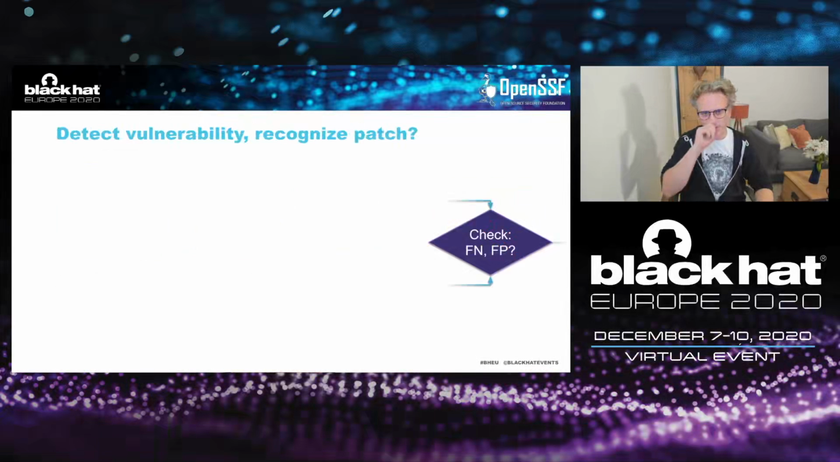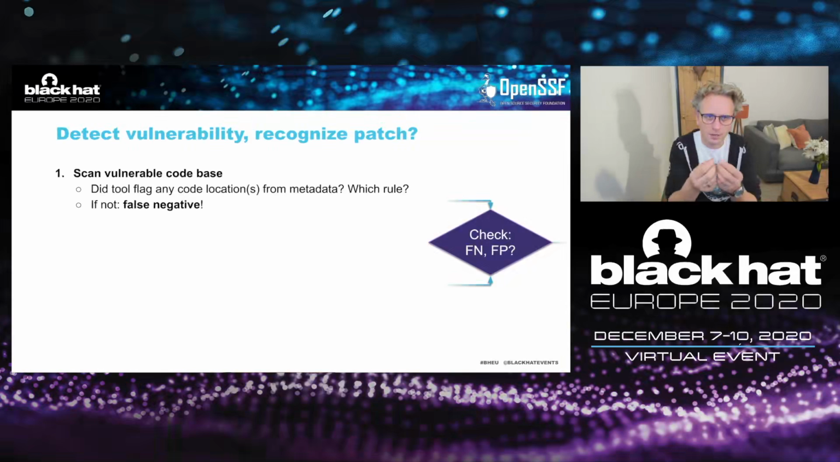But I just glossed over, how do we actually know that a tool detected a CVE, and how do we know it recognized a patch? Well, first of all, we scan the vulnerable code base, as I just explained. And then we look at the metadata for the CVE in the benchmark dataset, because we've specified for each CVE which code locations we care about. Where do we expect a tool to flag up an alert? If a tool does not flag up an alert in any of these locations, we call that a false negative. This tool did not detect the CVE.